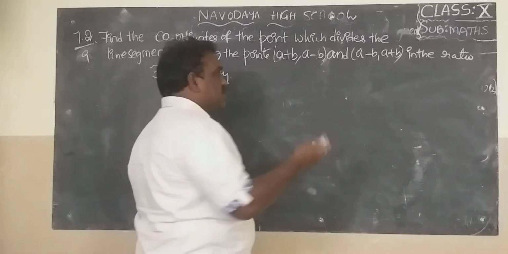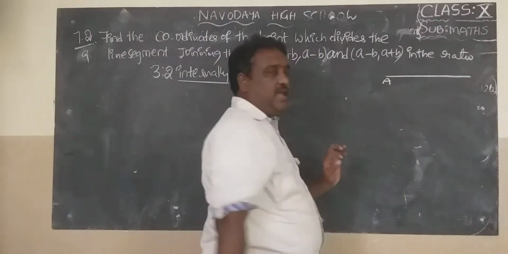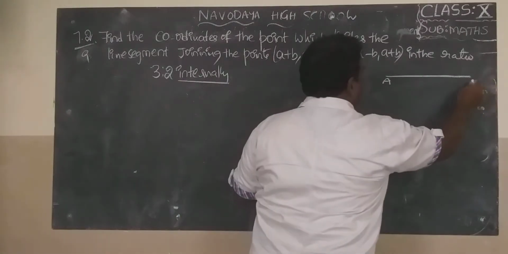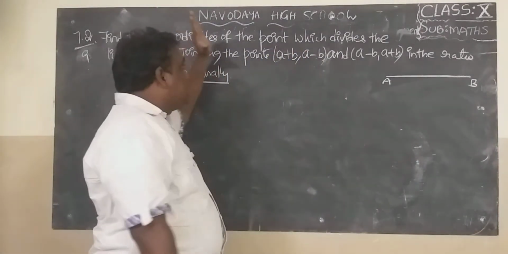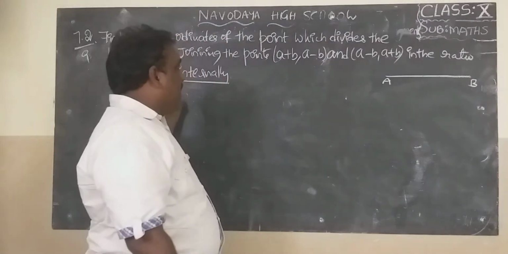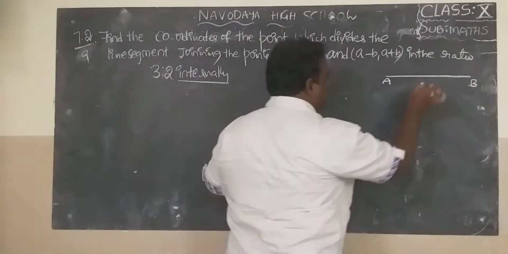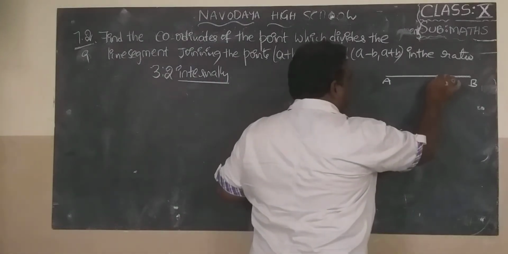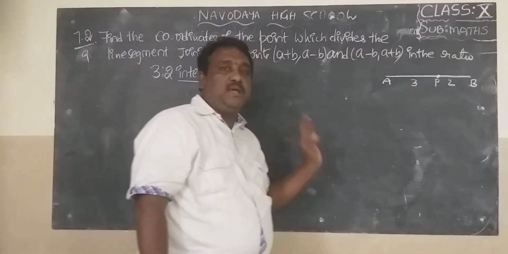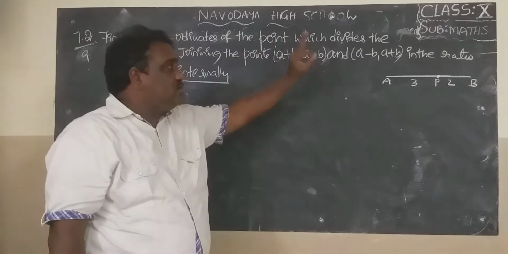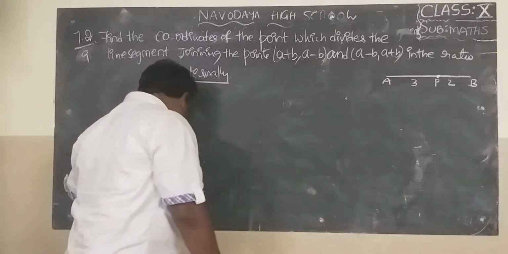You can imagine the diagram, no problem at all. The first point is A, the second point is B, and there is a dividing point which divides the line segment in the ratio 3:2 internally. That means keep the point P here, it is 3 parts and 2 parts like that. The first part is big, the second part is small. We have to find that dividing point P. Find P. So, what is given?